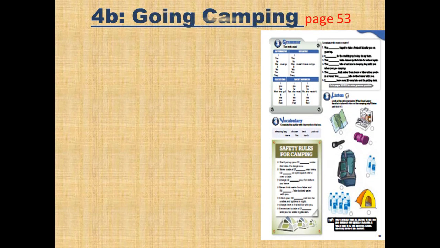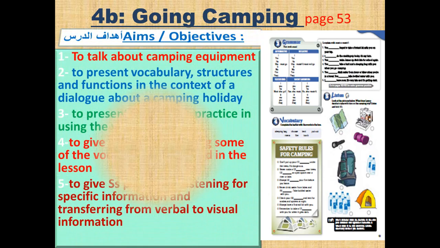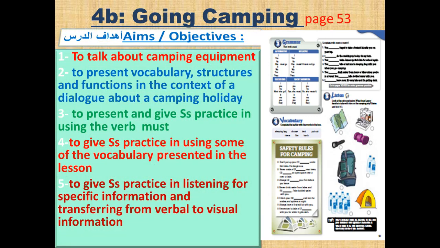Okay guys, as you know, the title of the lesson is Going Camping, page 53. As usual, we start with the objectives of the lesson. Number 1, to talk about camping equipment. Number 2, to present vocabulary, structures, and functions in the context of a dialogue about a camping holiday.